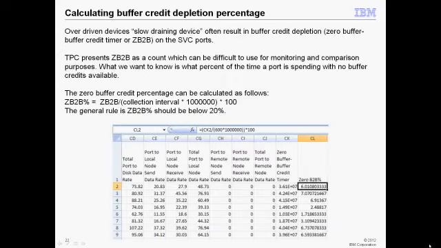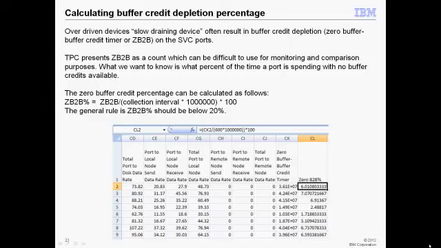With all of the managed disk groups being affected, something to be suspicious of are the SVC ports, since they are common to all of the back-end disk controllers. Critical metric there is buffer credit depletion. Overdriven devices, also referred to as slow draining devices, often result in buffer credit depletion on the SVC ports. Buffer credit depletion can have widespread implications on the performance of the SVC cluster.